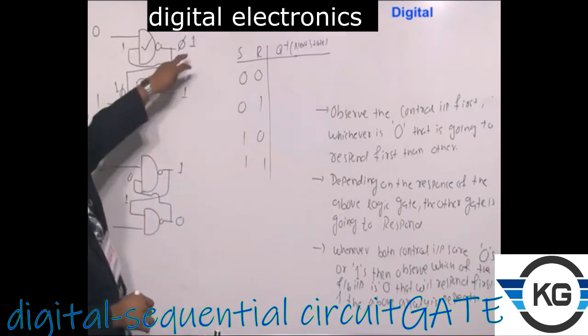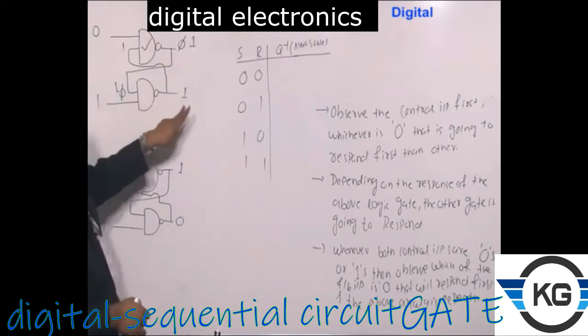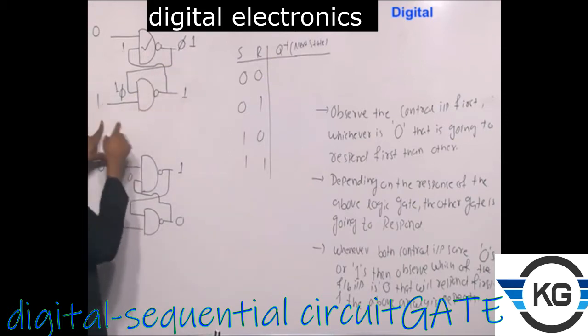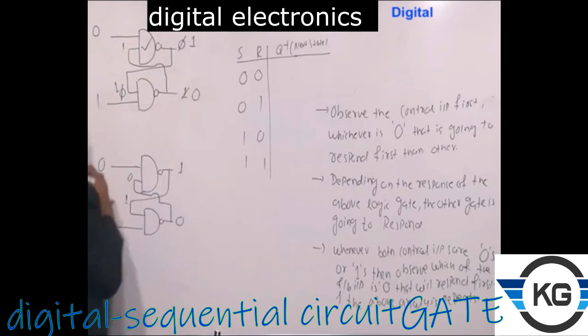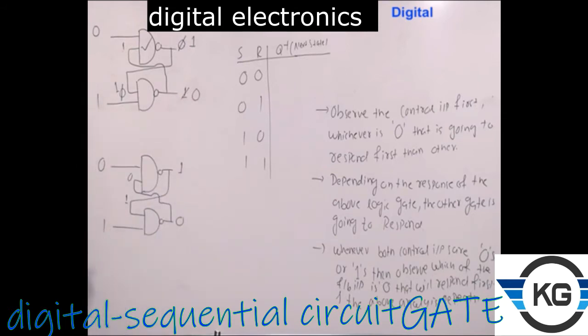So depending on the response of this gate, this is going to change its output here. Now whenever the inputs are 1 and 1, this becomes 0. So this is what you are getting as the next state. Let us see what we will get here.